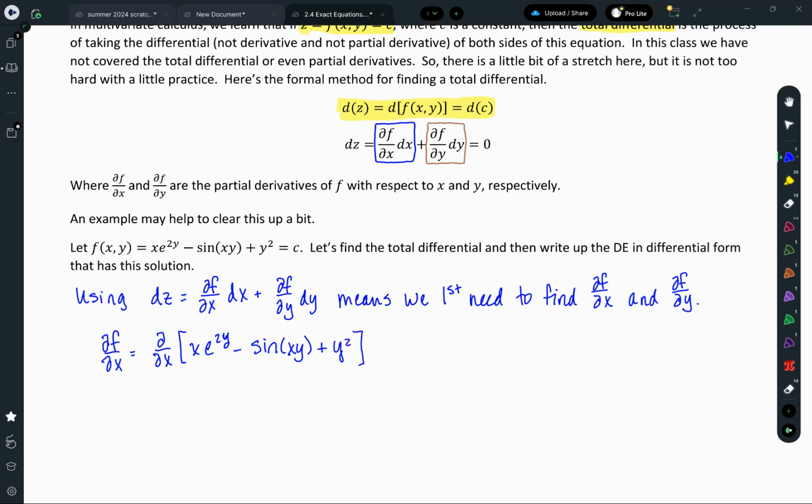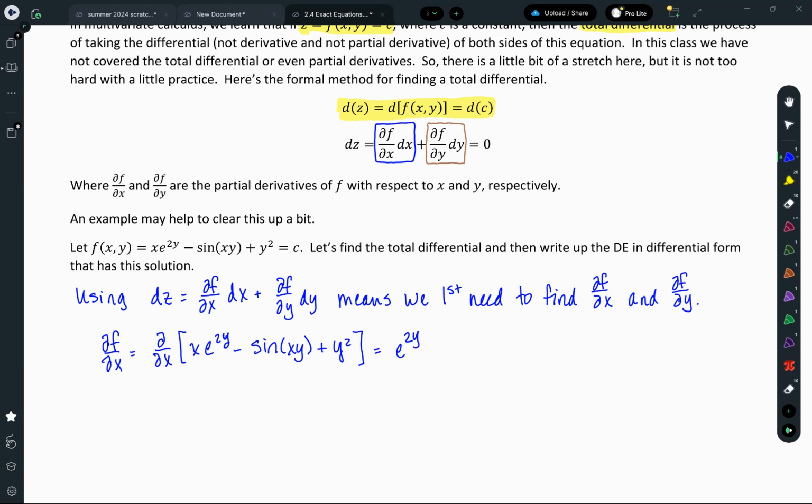And let's see what we get. Okay, so when del x hits the first term, x times e to the 2y, I have to consider that y is just a constant. I'm taking the derivative only with respect to x. Any other variable that shows up, I treat like a constant. So e to the 2y is like a 7. If I took the derivative of 7x with respect to x, I would get back 7. So the same thing happens here with our first term. The derivative of x e to the 2y with respect to x is just going to be e to the 2y.